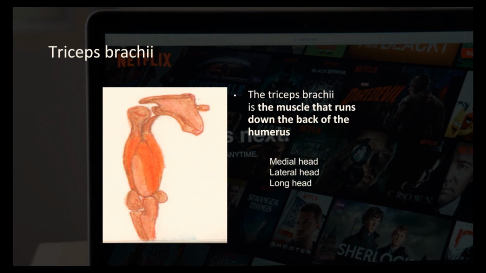The triceps brachii. The triceps brachii is a muscle that goes from the back of the humerus, which is the upper arm's long bone, to the top of the ulna, which is the forearm's long bone.